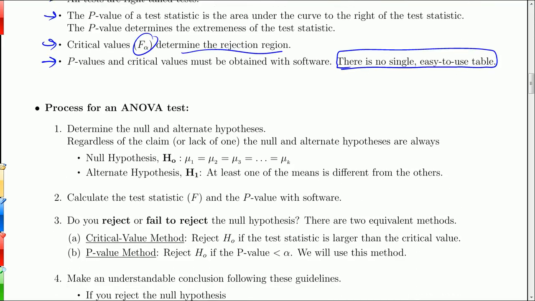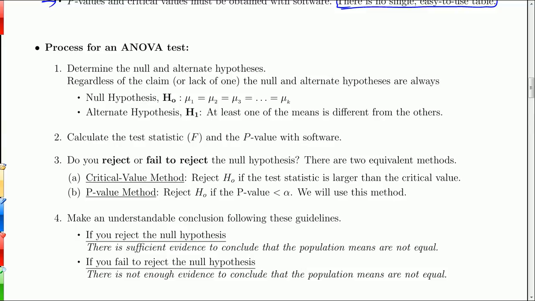So the process for an ANOVA test is just like the process for any other hypothesis test. We first start off, determine the null and alternate hypothesis, and the null hypothesis always looks like the mean from the first population is equal to the mean from the second is equal to the mean from the third, and so on. So the null hypothesis is that all population means are equal, and the alternate hypothesis is that at least one of the means is different from the others. Right? Then you calculate the test statistic and the p-value of the test statistic with software. Then you have to decide, do you reject or fail to reject the null hypothesis?